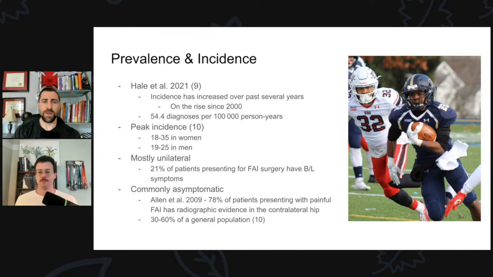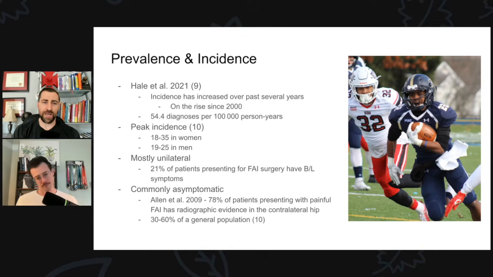In 2021. The incidence of FAI has increased over the past several years. It's been on the rise since 2000. There's essentially 54.4 diagnoses per 100,000 person years. I looked this up because I didn't know what the heck this meant. So if you take 100,000 people and you follow them for 1 year, 54.4 folks are going to acquire FAI over this time period, right?